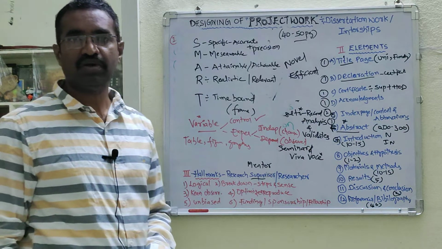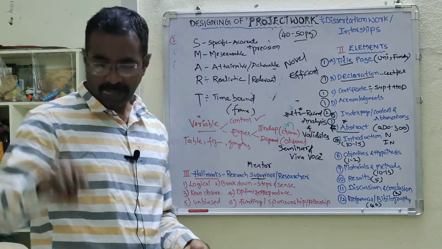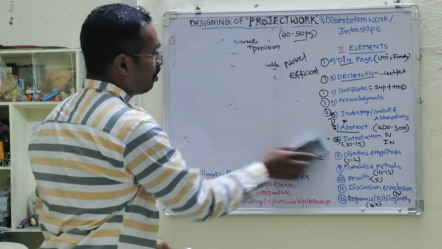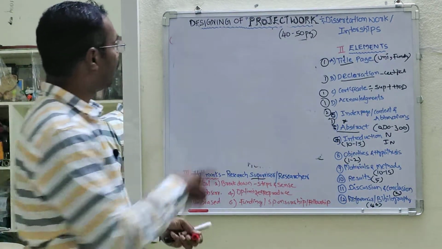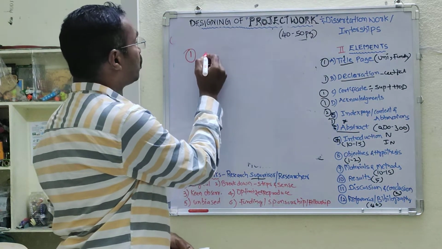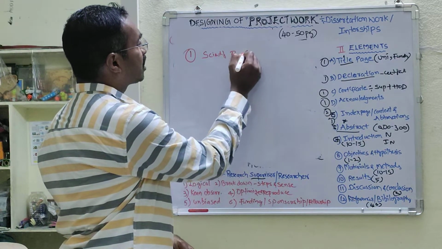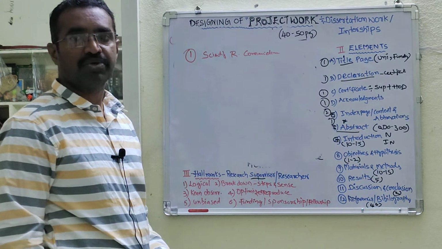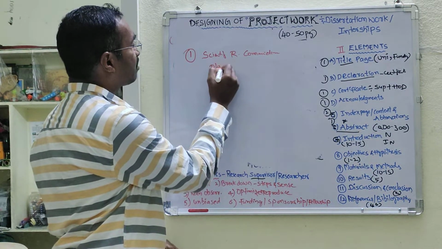In the second video I am going to explain the second part of this project work. In that one I am going to explain 3 components. The first component I am going to tell you about is scientific research communications, writing scientific research communications. Along with that I am going to explain plagiarism.